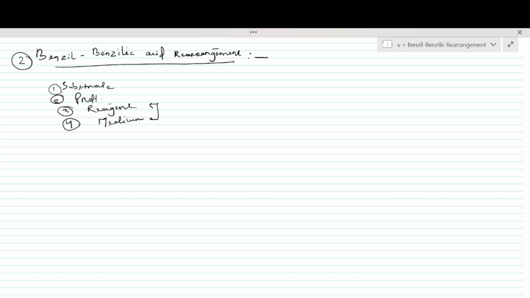So in this name reaction, benzil is known as the substrate, benzilic acid is known as the product, and the reagent and medium in this case is a base containing hydroxide ions, like sodium hydroxide, potassium hydroxide. So the medium is basic medium and the reagents are sodium hydroxide and potassium hydroxide.